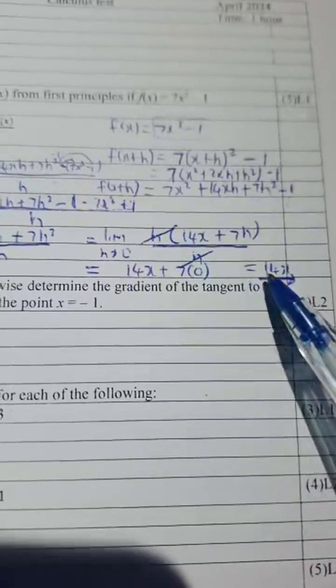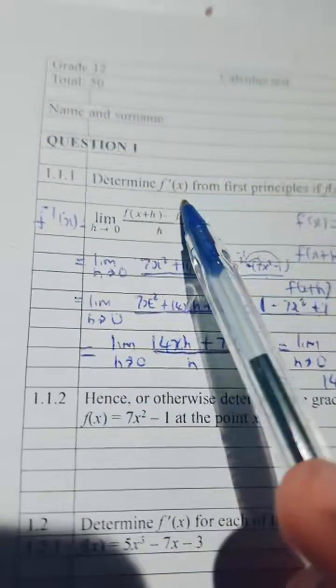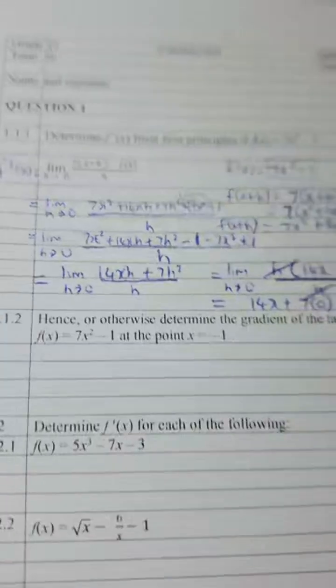And then we write our answer, which is 14x. What is that? It is the f prime of x that we are supposed to determine using first principles.